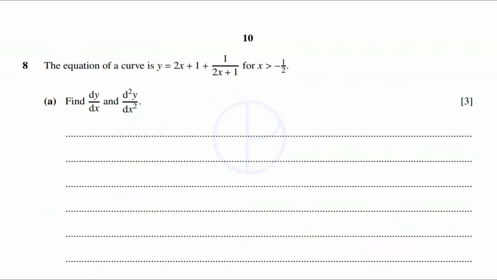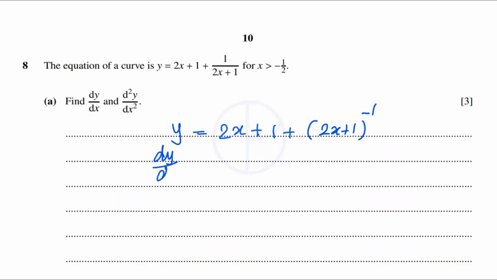Next, question number 8. The equation of a curve is y equal to 2x plus 1 over 2x plus 1, for x greater than negative 1 over 2. Find dy by dx and d square y by dx square. Let's write y as 2x plus 1 plus 1 over 2x plus 1, which can be written as 2x plus 1 the whole power negative 1.